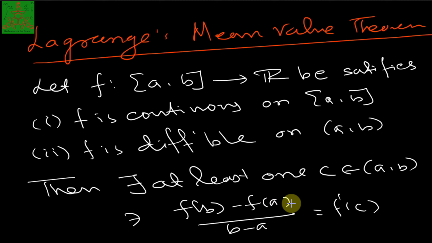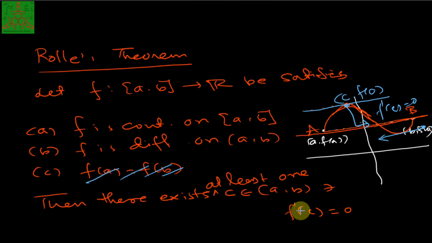Let us try to prove this theorem. To prove this theorem, I am just doing some rough work here, because we are going to use Rolle's mean value theorem to prove the Lagrange mean value theorem. If you want to apply Rolle's mean value theorem to prove this one, then you need to find out one function whose derivative is 0 at some point.